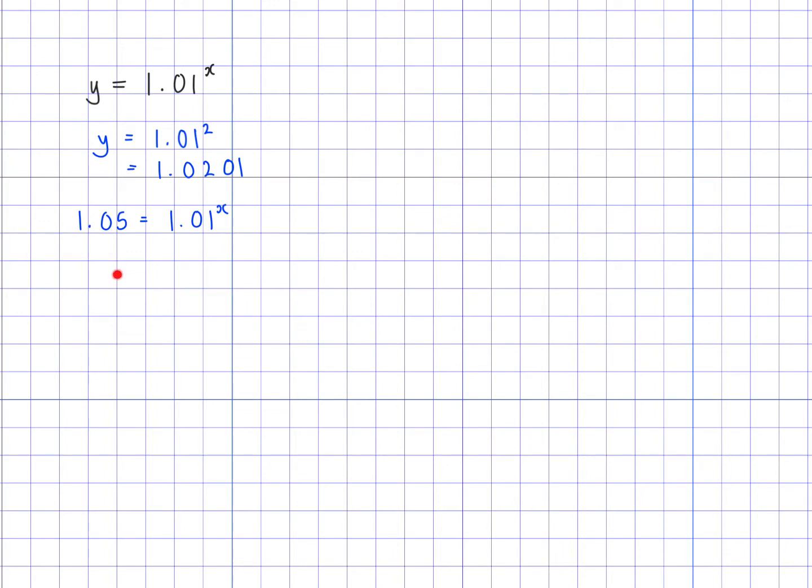So if I did log with base 1.01, notice how this is the base here, of 1.05, and find this value, this will give me my value for x. If I put that in my calculator, what I get is 4.903 to 3 decimal places. So if I raise 1.01 to the power 4.903, I get something close to 1.05. This is because I approximated here, so this is actually an approximation.